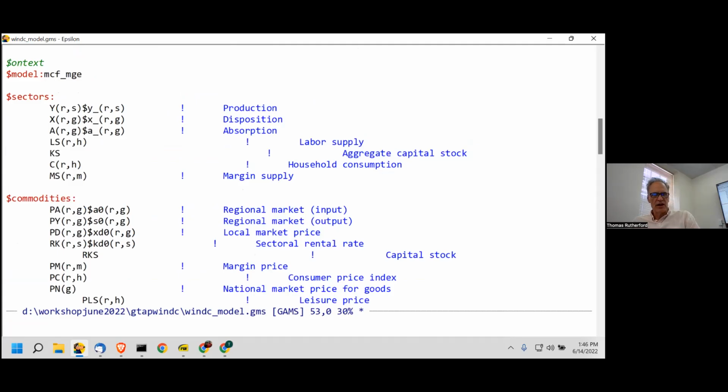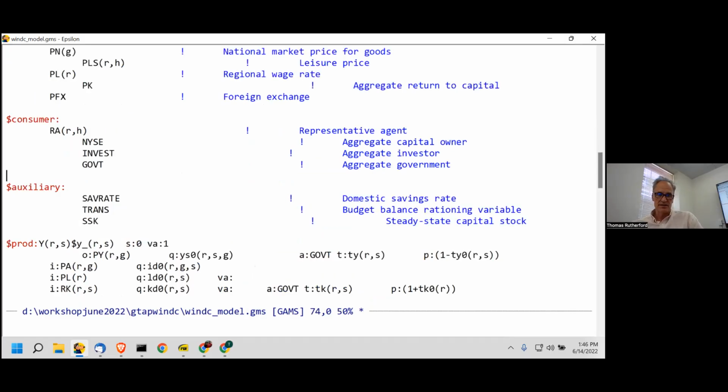And then we've got production, disposition, armature. So this is all the R that appears here. S, there's a little bit of an issue about names, but in the WiNDC model, we use S for sectors and R includes all the states. When we move to GTAP WiNDC, we use S to represent subregions. R is going to be countries, and we use G and I to represent goods and sectors, right? So that's a little bit different.